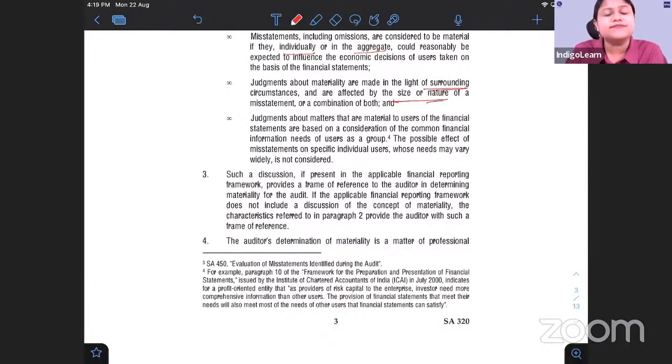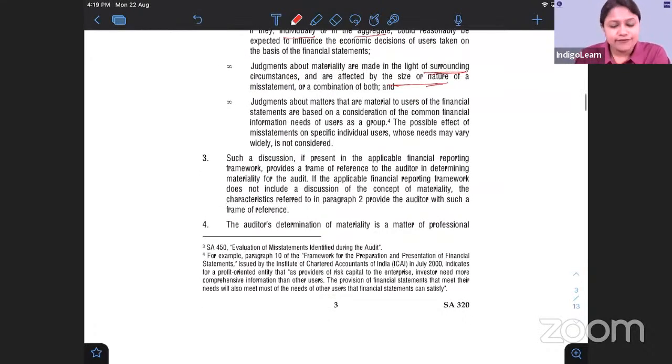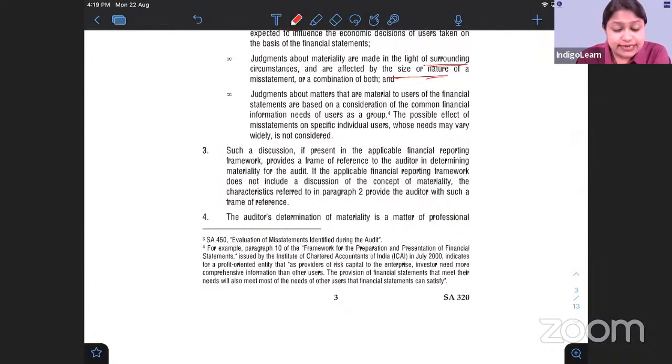Because materiality is something subjective. What is material to you may not be material for me, and what is material for me may not be material for you. As I said, 5 lakh may be immaterial for a company like Tata, but for a startup, it is a material amount. So we are going to give regard to the size and nature of the misstatement. Then we have a very interesting point for discussion. They are telling that judgment about the matters that are material to the users of the financial statement should be considered by taking into account common financial information need as a group.